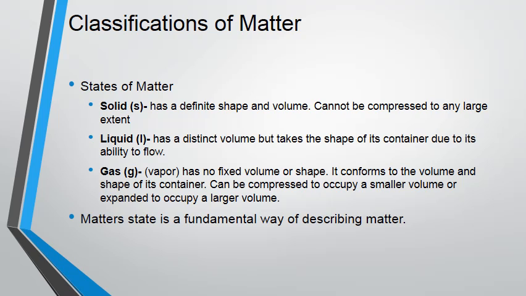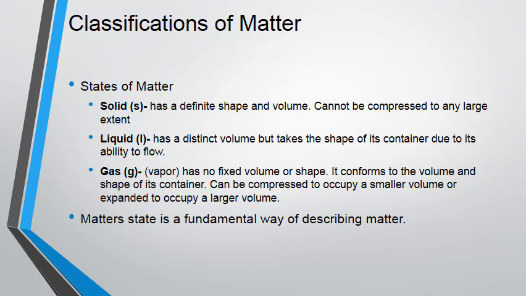So those are our liquids. Oh, you'll also notice that we have some symbols, S, L, and G for solid, liquid, gas. We will be using those in our chemical reactions to show and denote what state of matter a chemical is in. So gases, sometimes referred to as a vapor, do not have a fixed volume or shape.